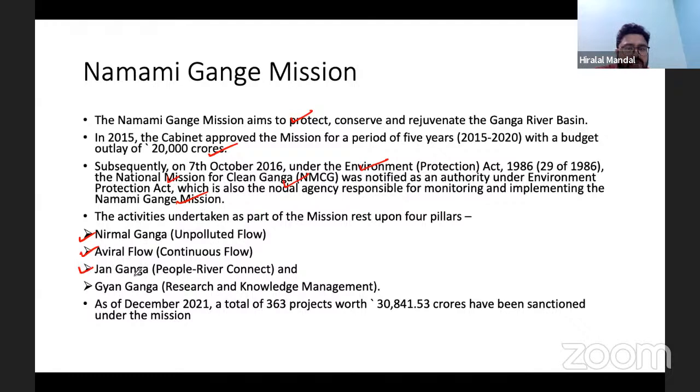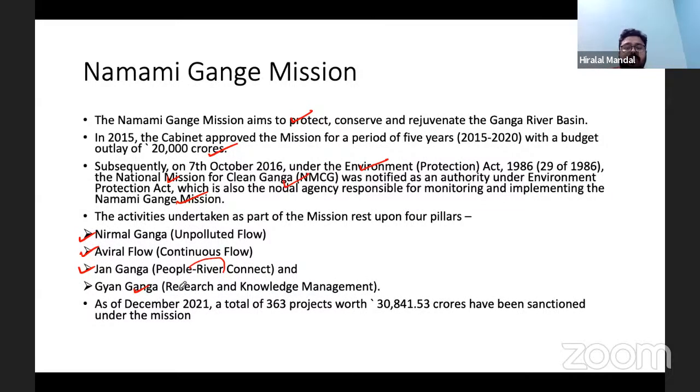And the third is Jan Ganga, so people river connect. So it aims to make the project not government oriented and top down approach. Rather, the people's support is expected to implement this project. And at the same time, there is a Gyan Ganga, which aims at ensuring research and knowledge management with respect to Ganga. So Namami Gange mission has 4 pillars: Nirmal Ganga, Aviral Flow, Jan Ganga, Gyan Ganga.